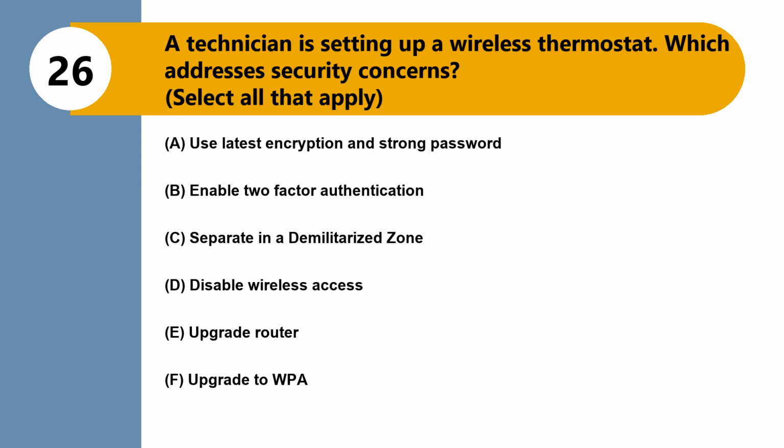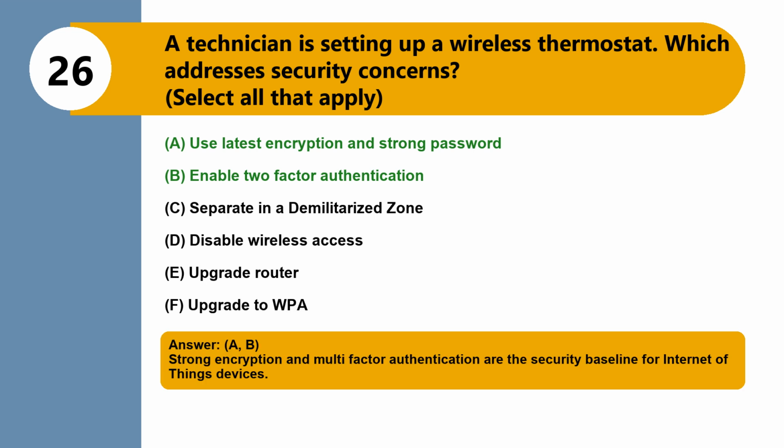Question 26. A technician is setting up a wireless thermostat. Which addresses security concerns? Option A, use latest encryption and strong password. Option B, enable two-factor authentication. Option C, separate in a demilitarized zone. Option D, disable wireless access. Option E, upgrade router. Option F, upgrade to WPA. The correct answers are options A and B. Use latest encryption and strong password. Enable two-factor authentication. Strong encryption and multi-factor authentication are the security baseline for Internet of Things devices.